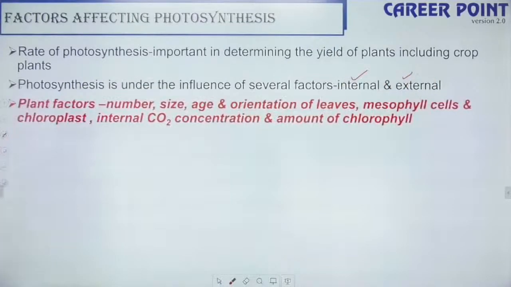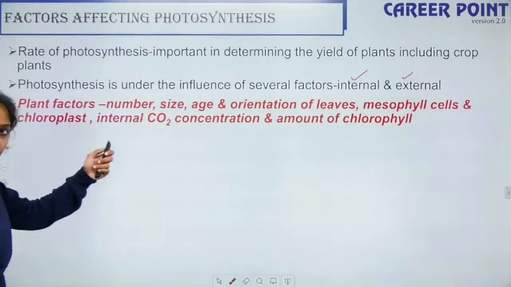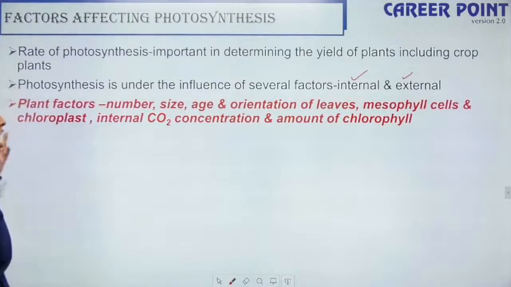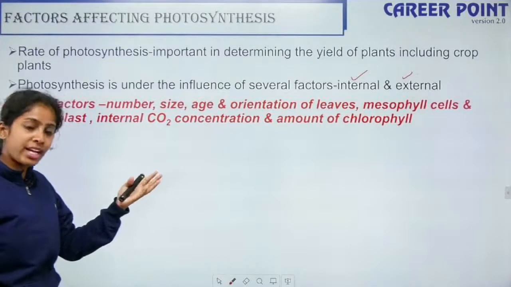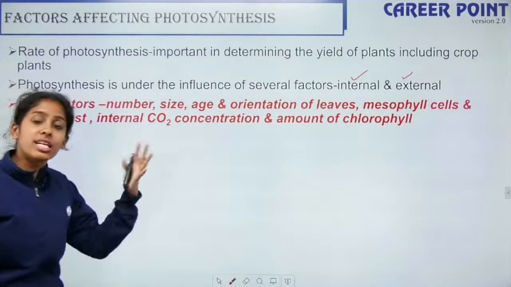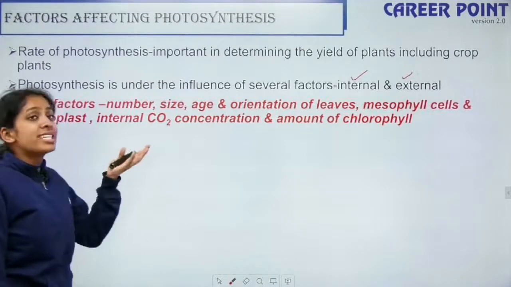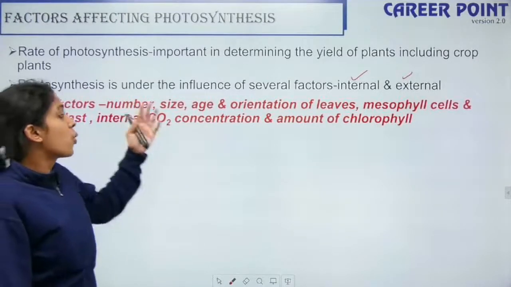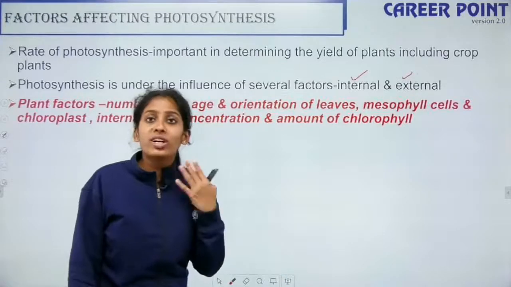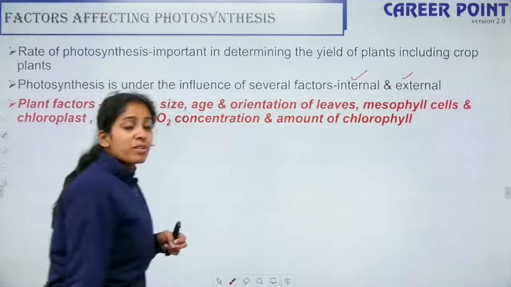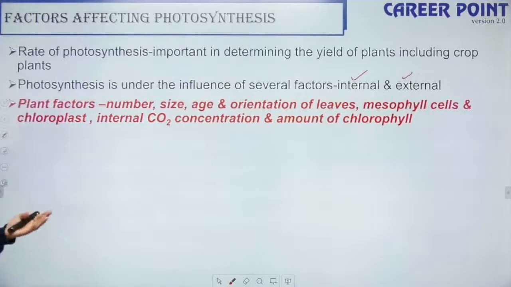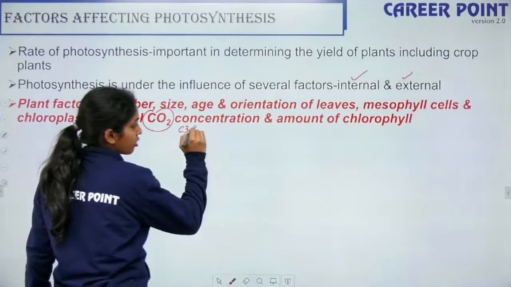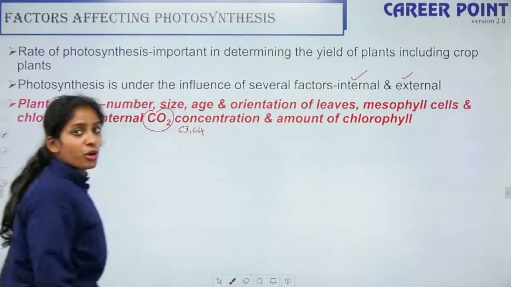So let's see. Plant factors are like the number, size, age and orientation of leaf. If it's a plant with a large number of leaves, there is large chlorophyll and a large number of chloroplasts. The size: is the leaf large or small? What is the age of the plant? Is it a very old plant or is it just germinating? What is the orientation? How are the leaves arranged? What type of phyllotaxy does it have? What type of mesophyll cells and amount of chloroplast does it have? What is the internal carbon dioxide concentration, meaning whether it is C3 or C4, and the amount of chlorophyll that it has.